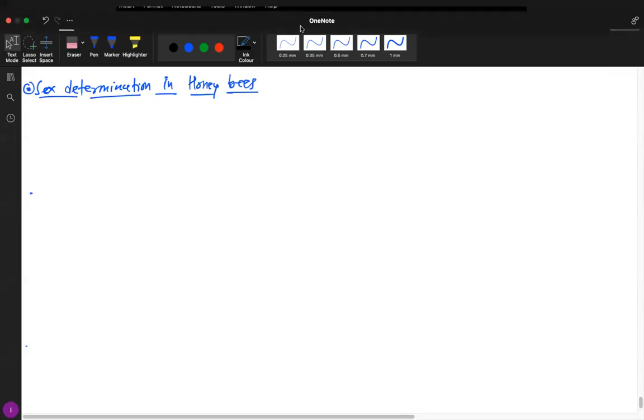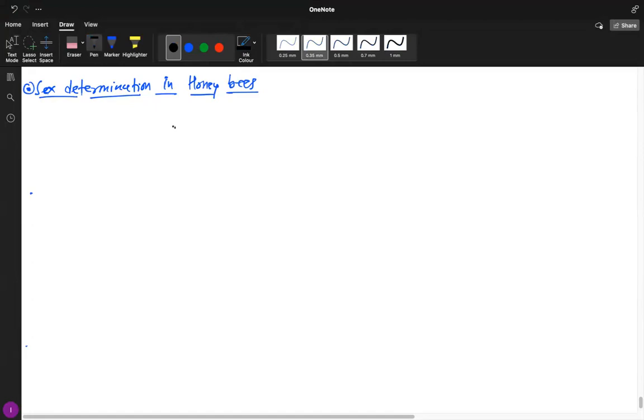Are they male, female? Drones are males and worker bees are females. Correct. And queen bee is also female, right? Yes. So we have a queen bee that is a female. We have worker bees and they are also female. And then we have drones and they are males.